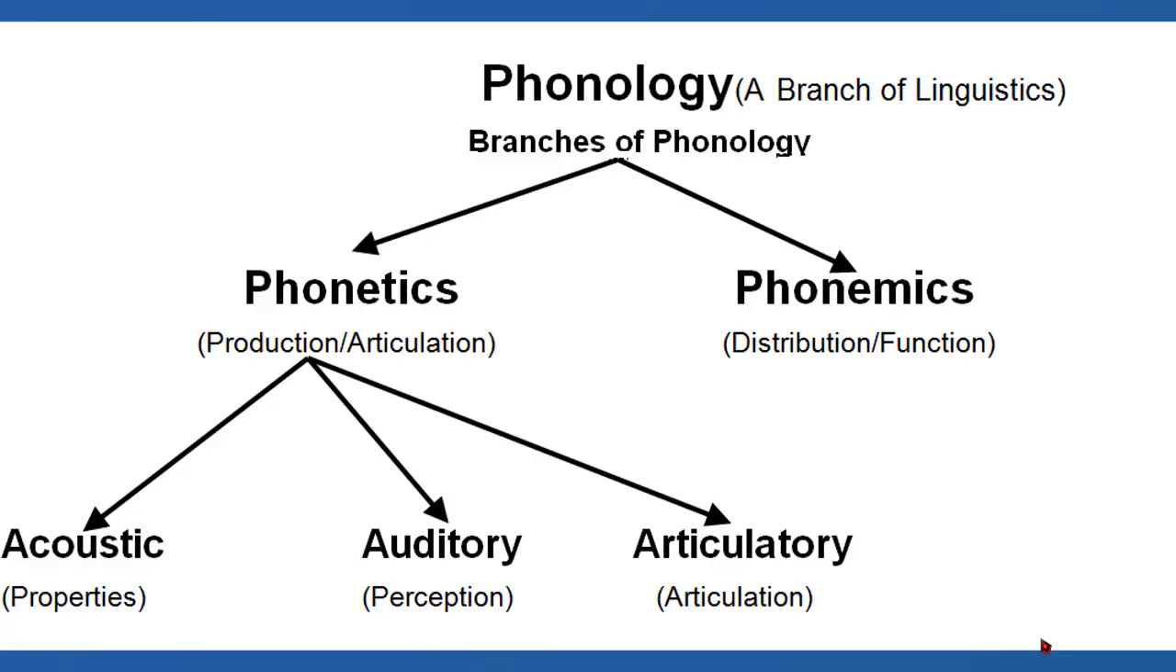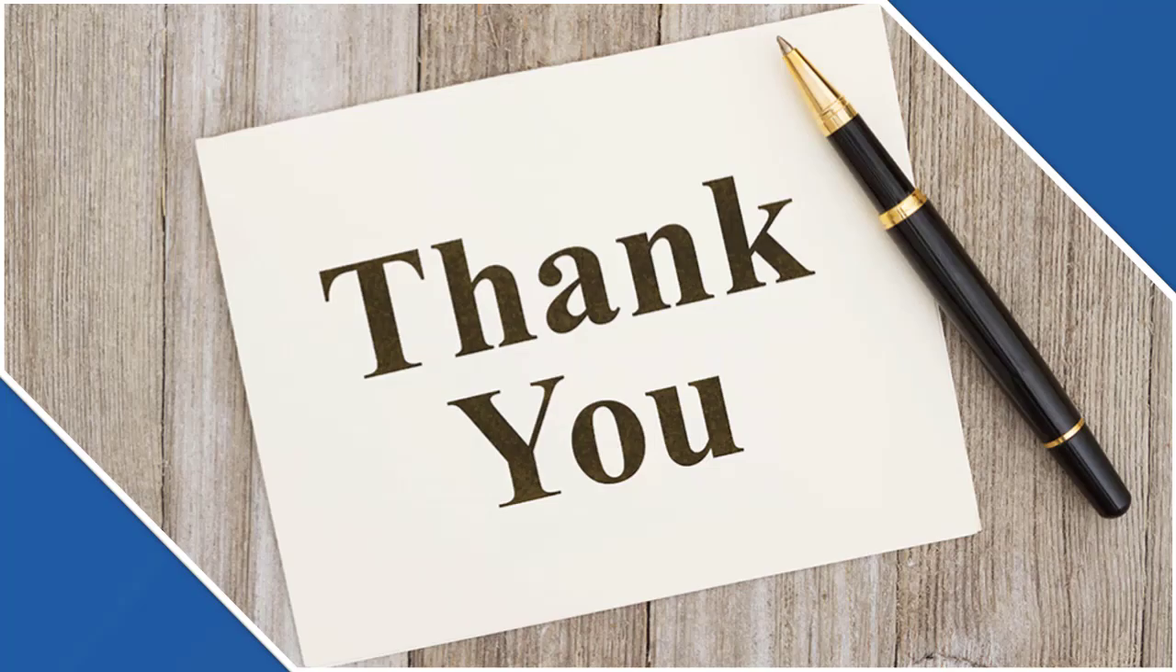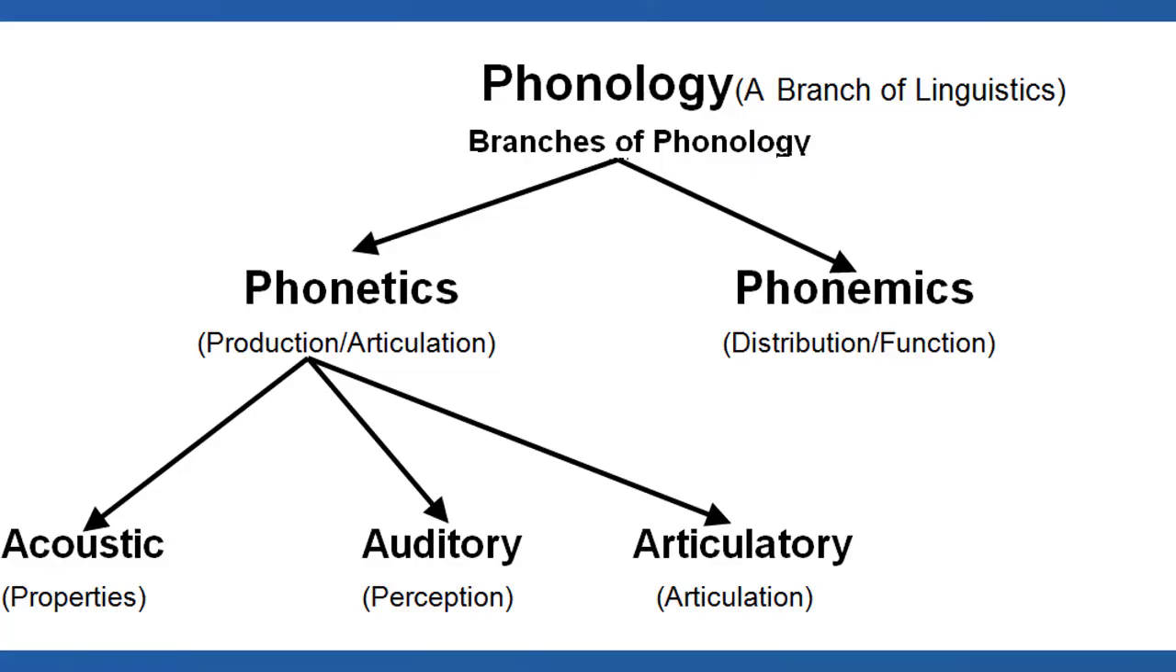Now, look at this diagram. We have phonology in general, and then we have branches. We have phonetics and phonemics. Phonetics is concerned with the production or the articulation of sounds. How do you articulate speech sounds? That's phonetics. And then we have another branch in phonology, which is phonemics, which studies distribution, how phonemes, speech sounds, are put together to form words, to form meaning. So in phonology we have phonetics and phonemics.